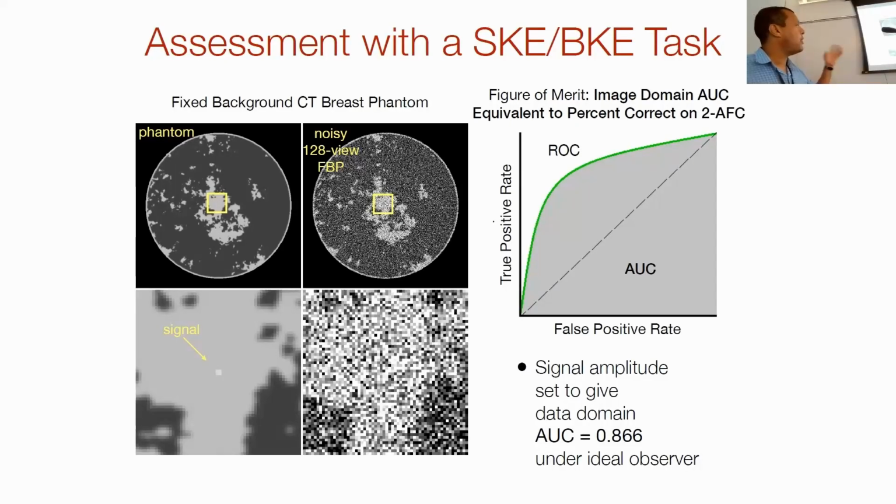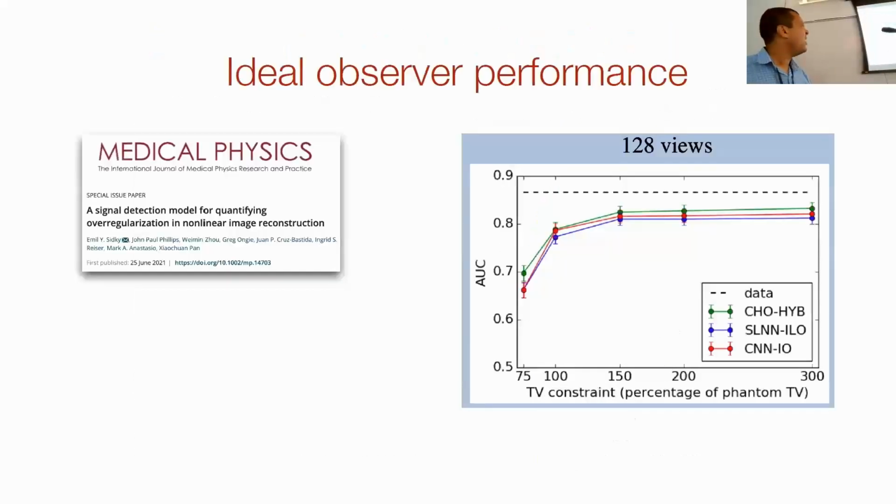we need to specify what our detection task is for the breast model. We come back to the breast phantom. We're using a fixed background, the one shown on the upper left, and then we insert a signal right in the middle. We add noise to a level so that the data domain AUC is not perfect. It has to be a little bit less than 1, otherwise you can't get a useful measurement for the efficiency. For all of the images I'm going to show, the AUC in the data domain is 0.866.